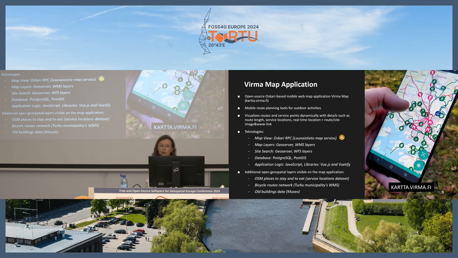And there is something about the technologies we used to maintain this application. MapView is used, and MapView is done using OSCAR RPC techniques. OSCAR is a Finnish framework for building web maps. And map layers come from WMS layers published by our Lounaistieto geo-server. For searching data, we use WFS layers, and the application logic is JavaScript, with libraries Vue, Vuex, and Vue Router.